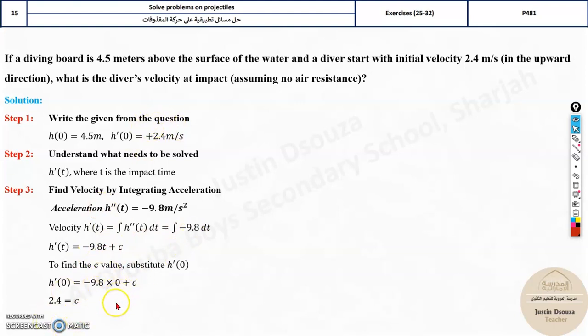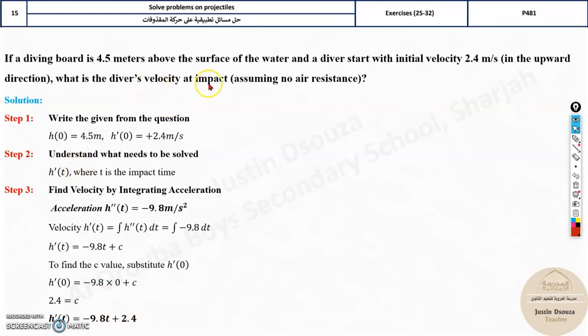Now, I hope you're clear until over here. We just took the acceleration. We know it's a constant value, integrated it, and found the velocity. And to find the C, we substituted h dash of 0 and found the C value is 2.4. Now we can write h dash of t is minus 9.8 t plus 2.4. Okay, we found the velocity.